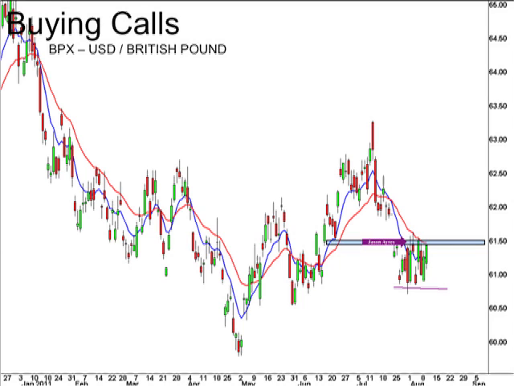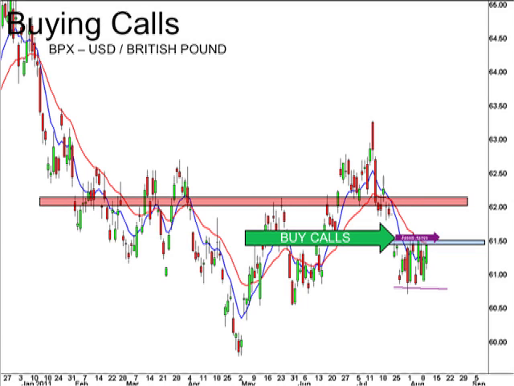What we can do is we can look at a very short-term resistance level, or a short-term pivot point, if you will, which sits right in here around that 61.50 level. Now, at this point, our moving averages haven't quite crossed yet, but what we would look to do is as the pair breaks above that level, we would look to buy call options to ultimately capitalize on that move.